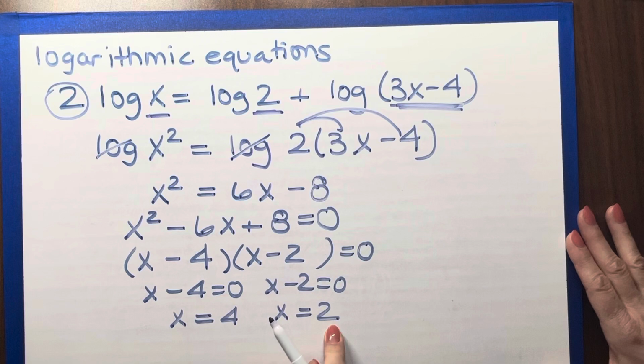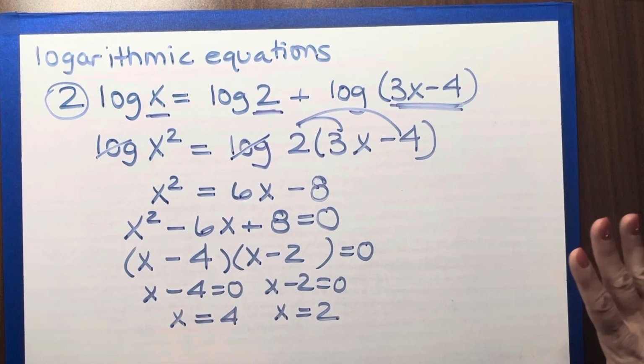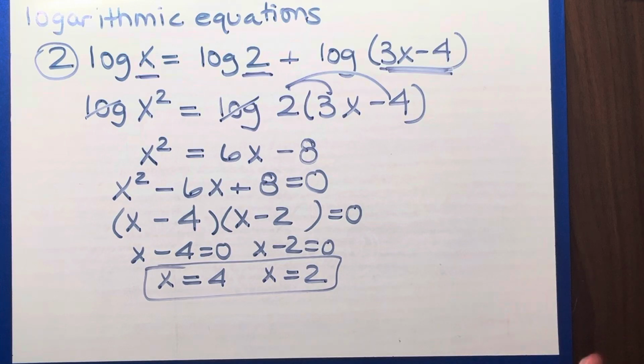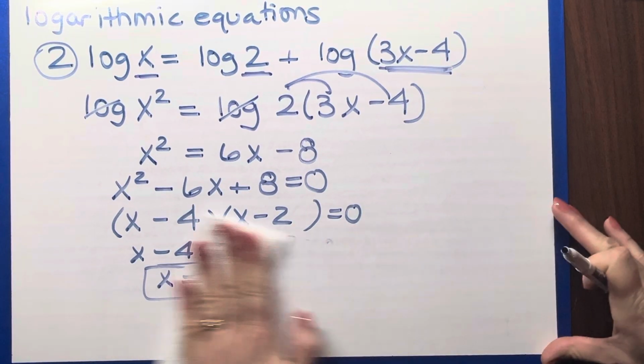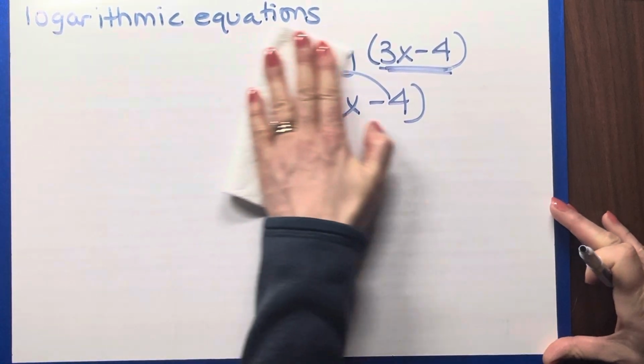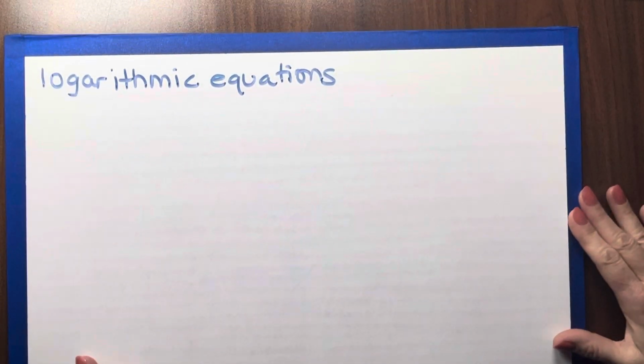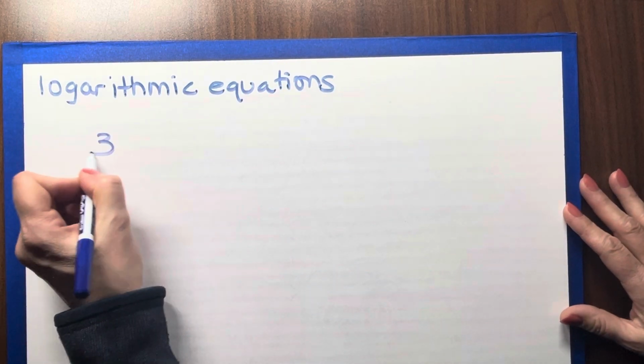So when I plug 4 and 2 both into these, they check out. So I end up having 2 valid solutions for this particular log equation. Okay, so let's take a look at another equation where we do something a little bit different and there is no log in our original problem.